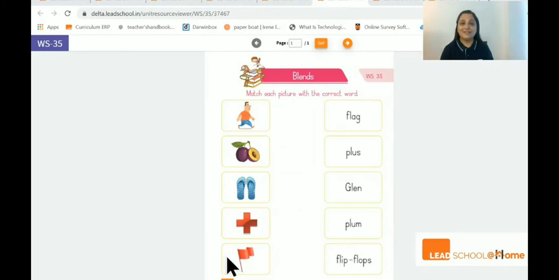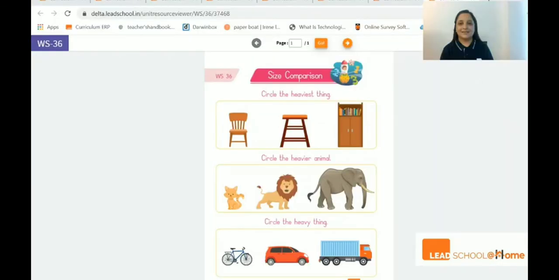In phonics, please help your child complete WS 35 the way I have shown you during the session. For sight word did, please conduct the flower activity as I have explained you and we have done it in our previous classes. In numeracy today, please help your child complete WS 36 so that your child can sort the objects based on their weight.